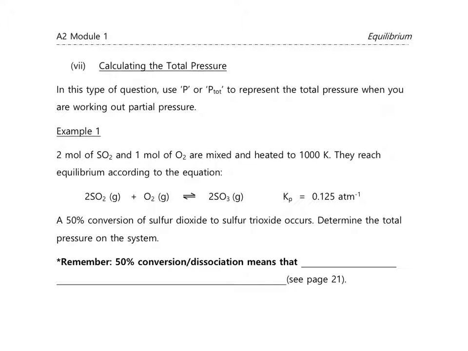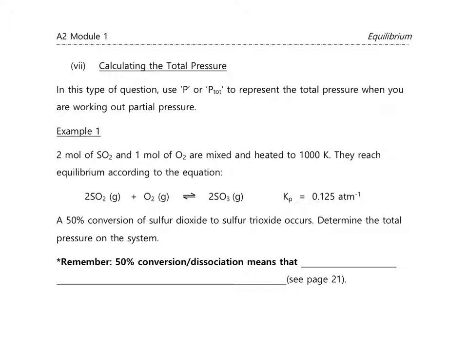So this is an example for if you're asked to work out what the total pressure is. Yes, you'll be given Kp, and you'll be given some either initial moles or equilibrium moles or something like that. And when you're working out the partial pressure, that's when your total pressure comes into your calculation.